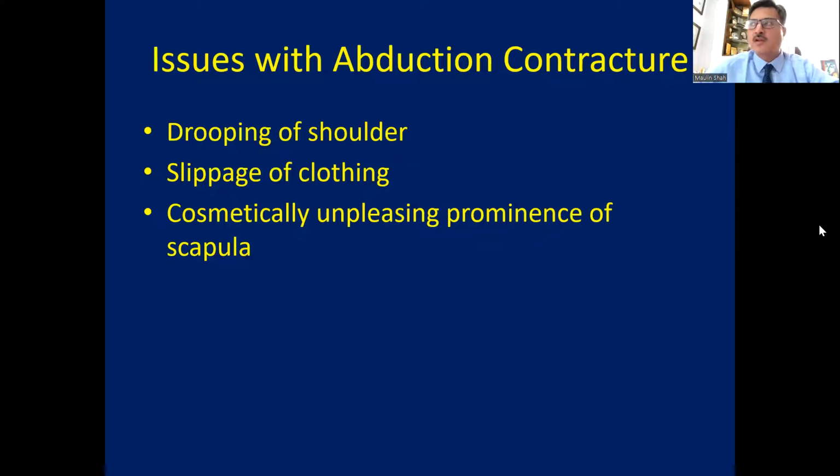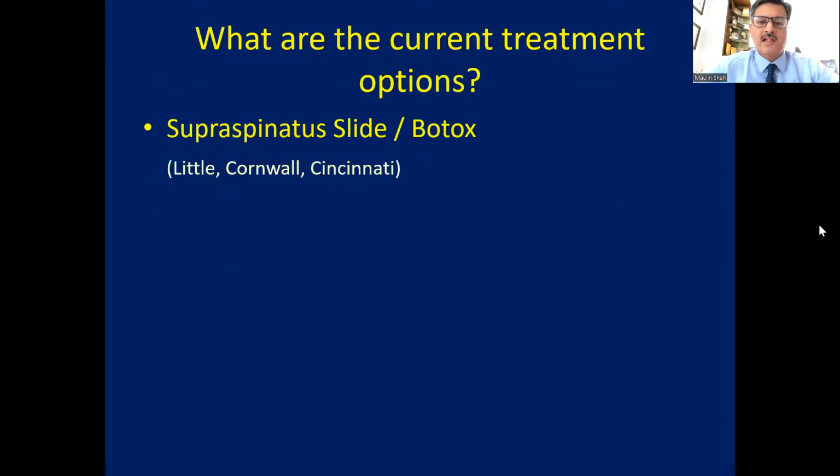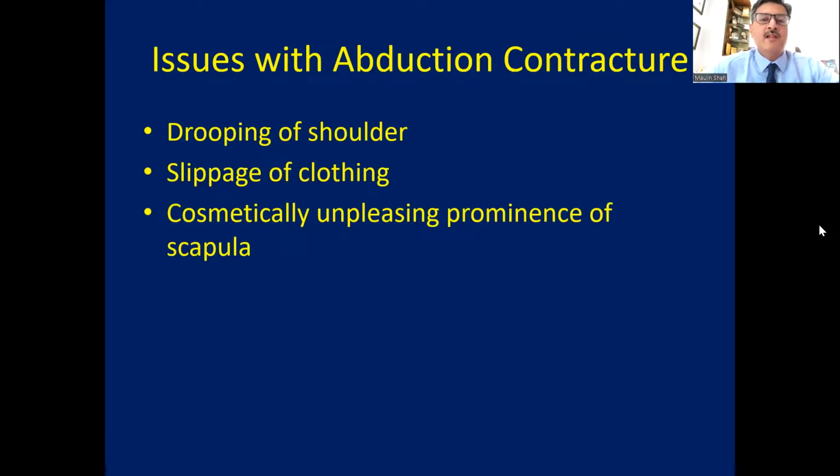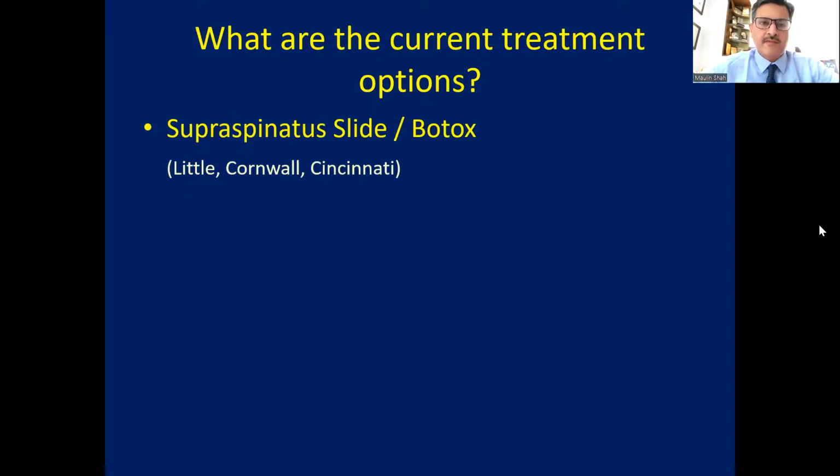Now, how abduction contracture affects our clinical practice: we have seen that the family always complains that one shoulder is dropped, and so the child walks very abnormally many a time. Parents always ask them to make the shoulder straight, and when they make the shoulder straight, they elevate their arm. As I mentioned, the slippage of clothing is a problem, and sometimes it is cosmetically highly unpleasing, you know. So what options do we have?